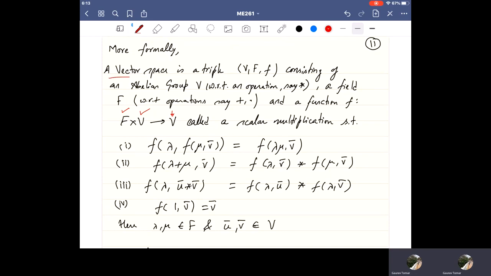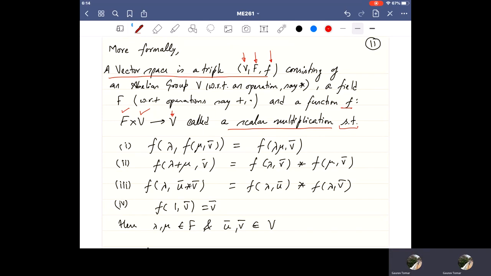So a vector space is a triple of an abelian group V, a field F, and a special function f that we're going to list the properties of in a bit. So this function f is essentially a scalar multiplication, or just a scaling function.